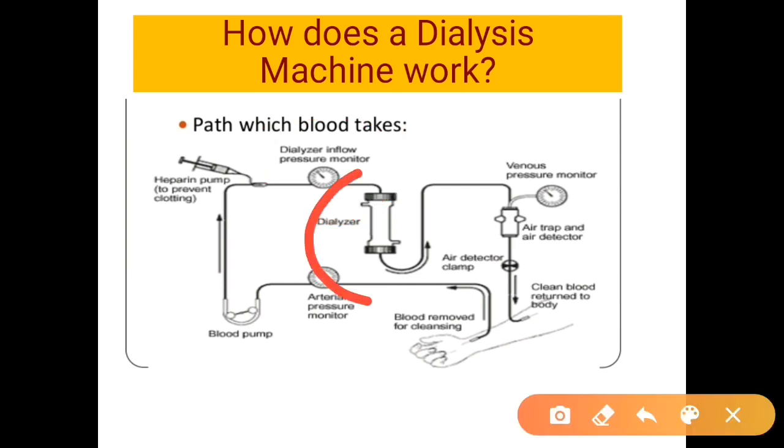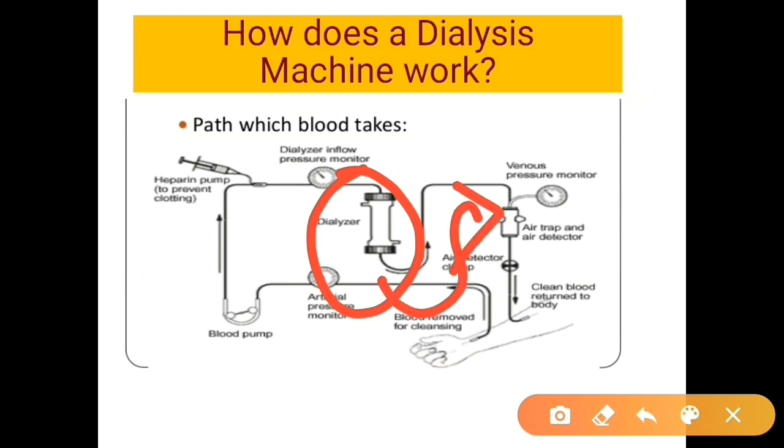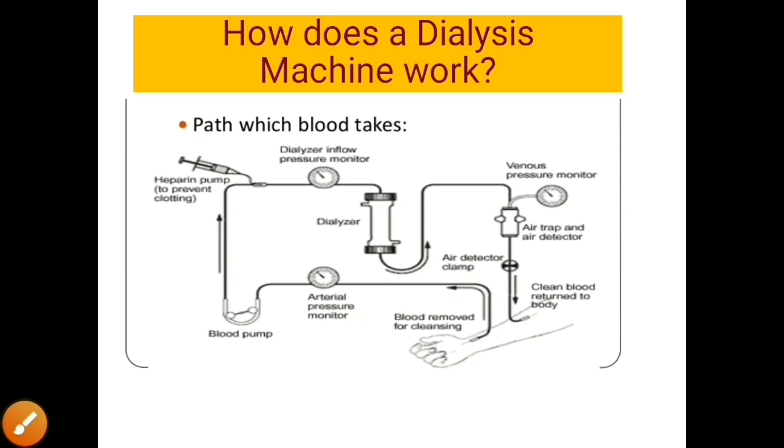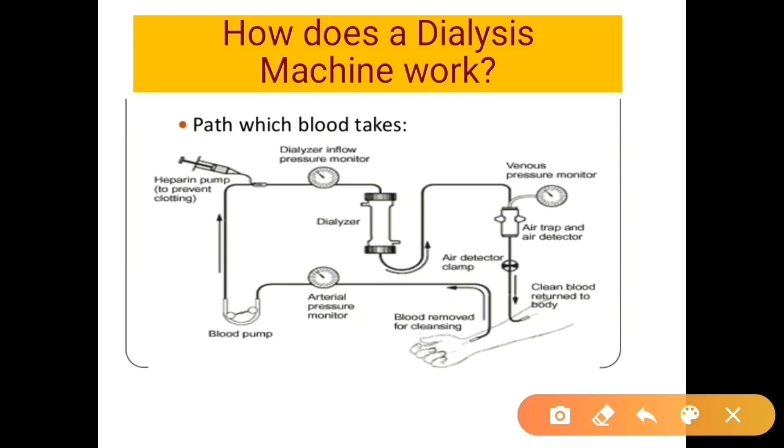Here this part is the dialyzer. The dialyzer works as the main part of a dialysis machine. It works in purifying the blood. After purification in the dialyzer, blood goes through this line and flowing through it, it comes to the air trap and air detector section. This section's work is to detect if there is any bubble. It gives an alarm, so we can ensure from here that there is no bubble in the blood.